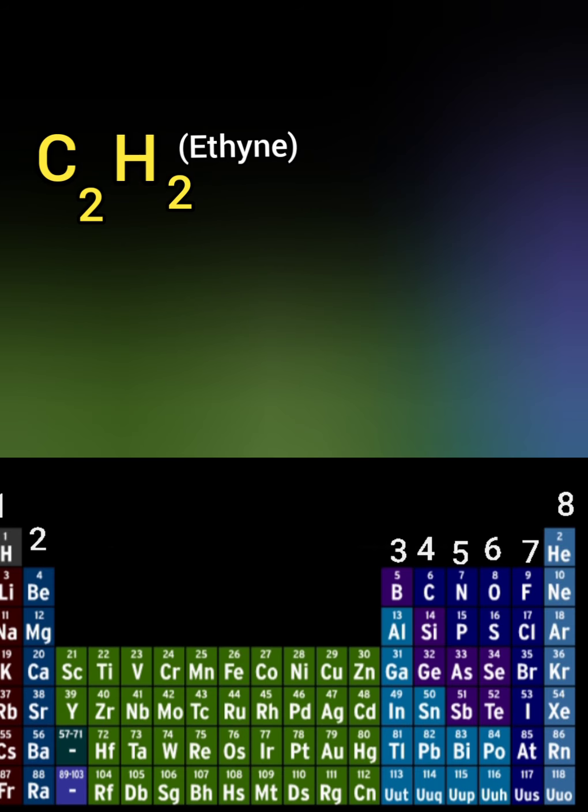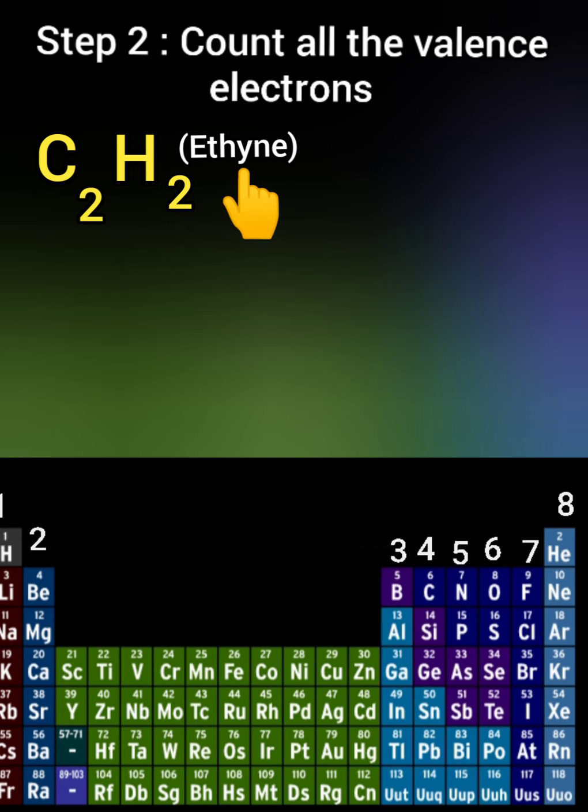The next molecule we are going to see is C2H2. We can call it ethyne. First step is to count all the valence electrons. Look at this periodic table. Here carbon is in the fourth column.